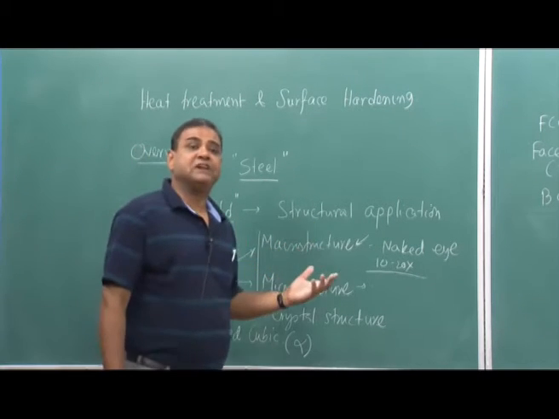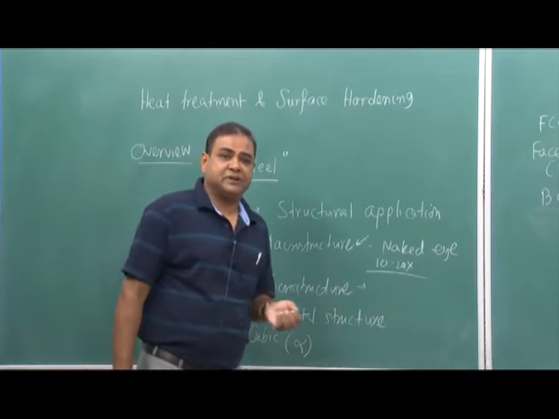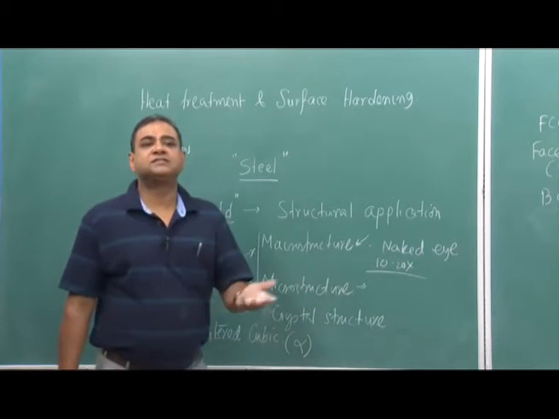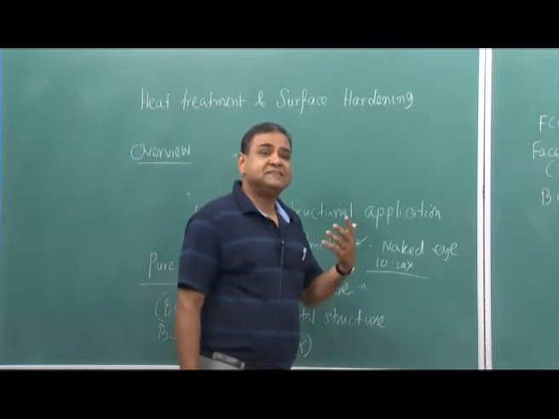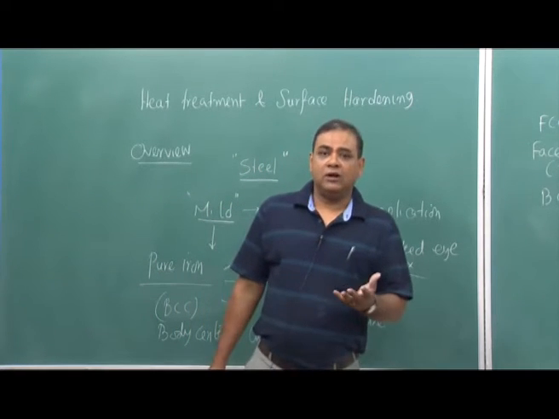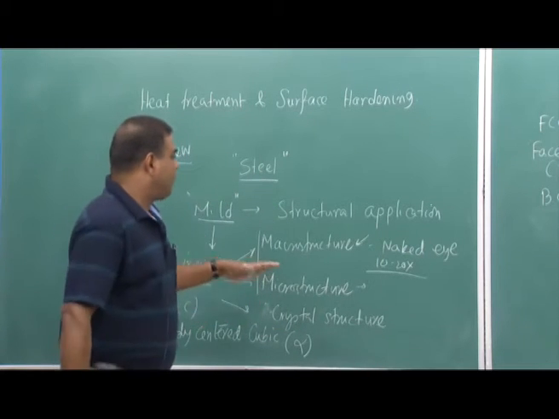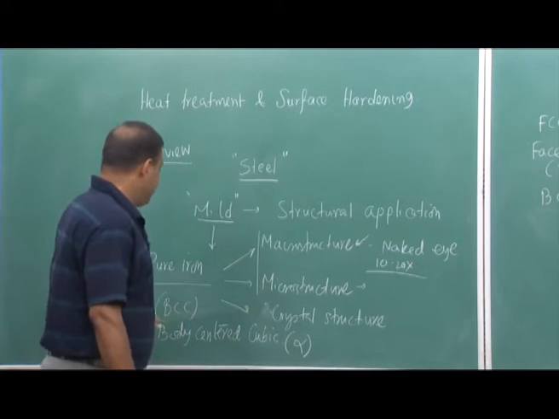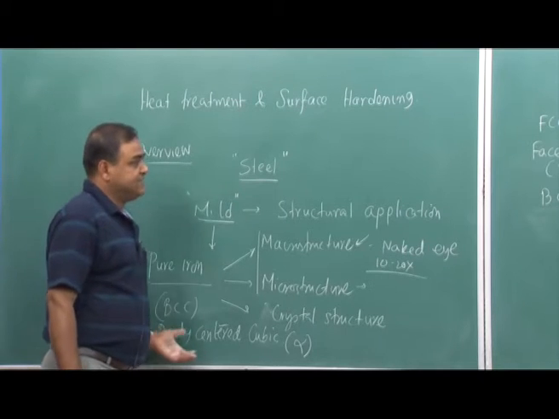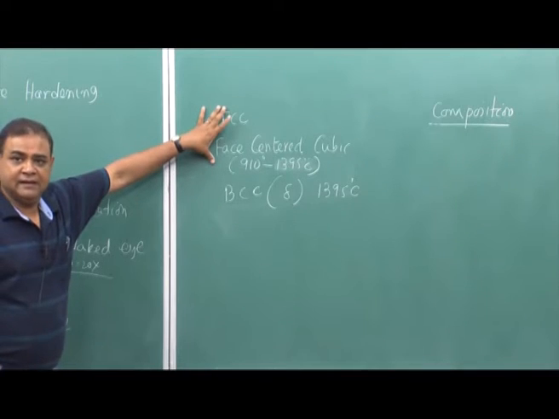If we change the pressure as well as temperature, we can come across other structures of iron, which could be HCP also, which is called hexagonal close packed structure. But for our application, we would be happy with these BCC and these FCC.